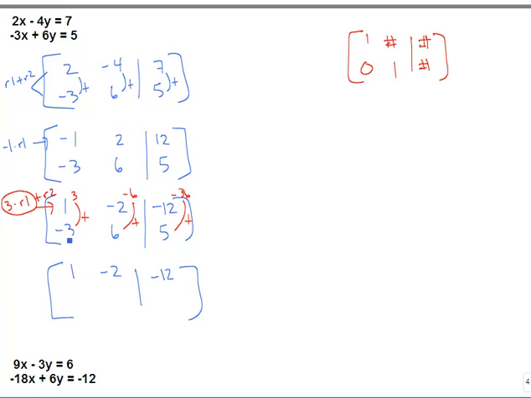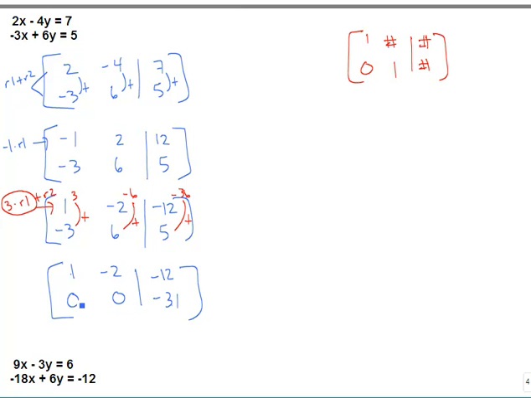3 plus -3 is 0. -6 plus 6 is 0. And -36 plus 5 is -31. So we got our 1, we got our 0. We would like to get this to be a 1, and normally we would do that by dividing, but here that can't happen. We can't divide through by 0 because that's undefined. So this is how you recognize that you get one of those special case problems.